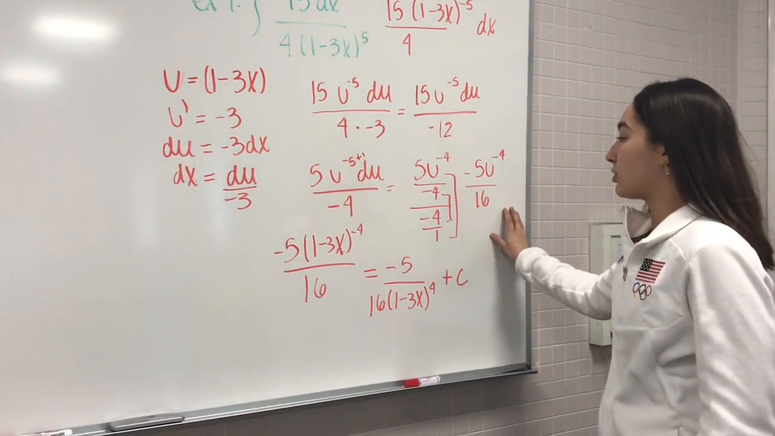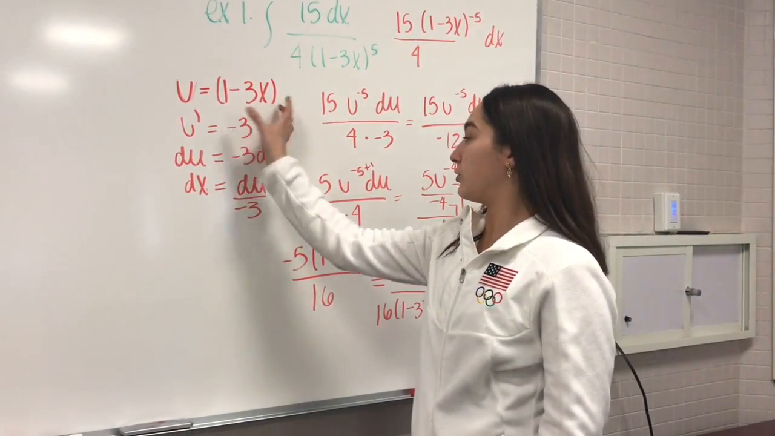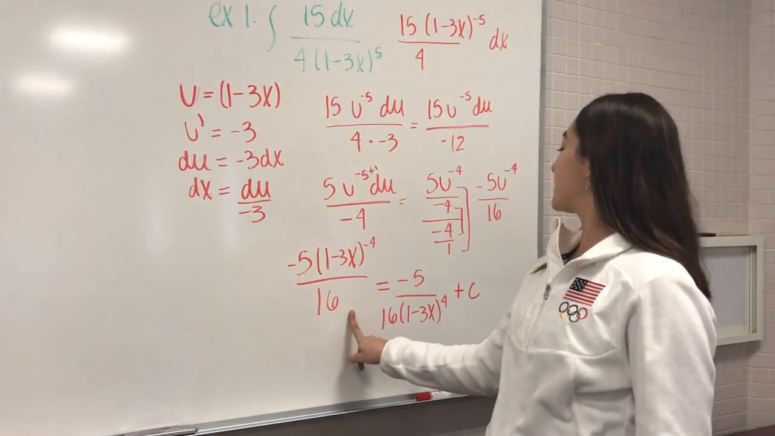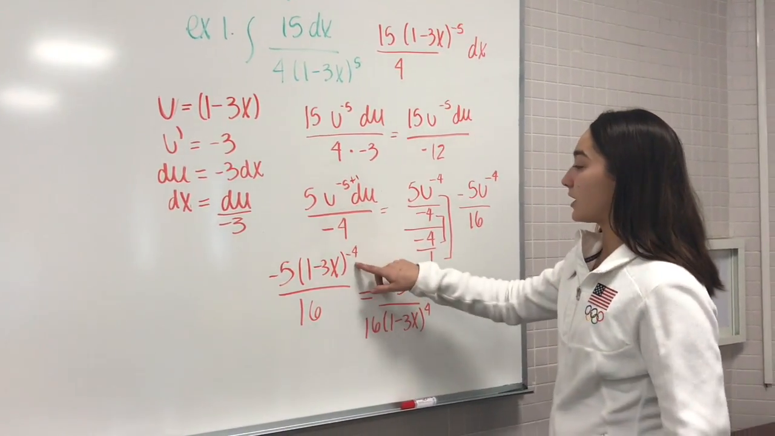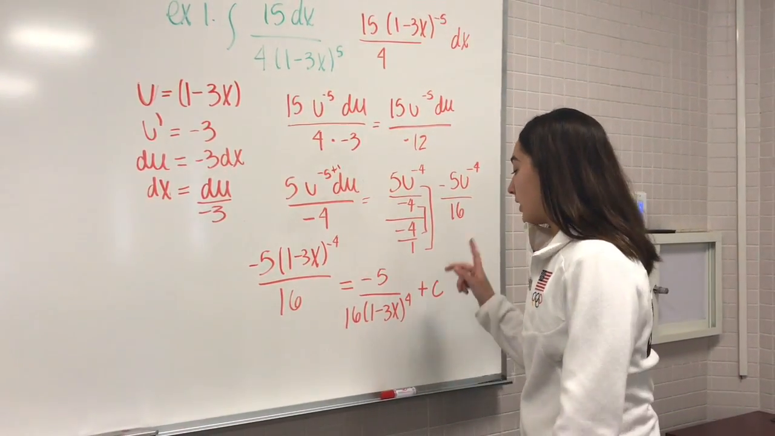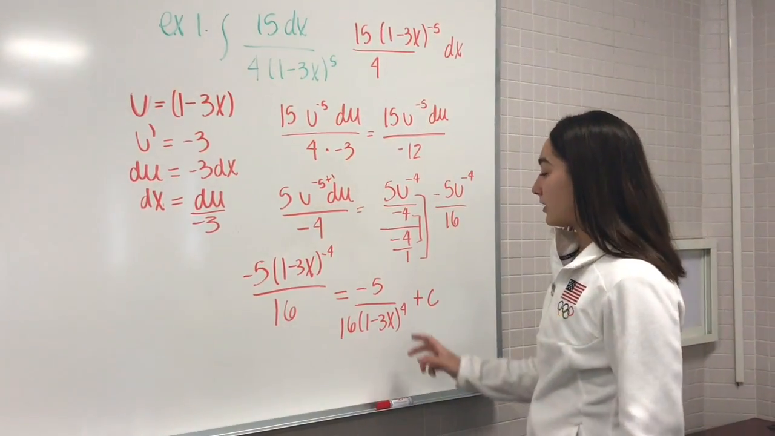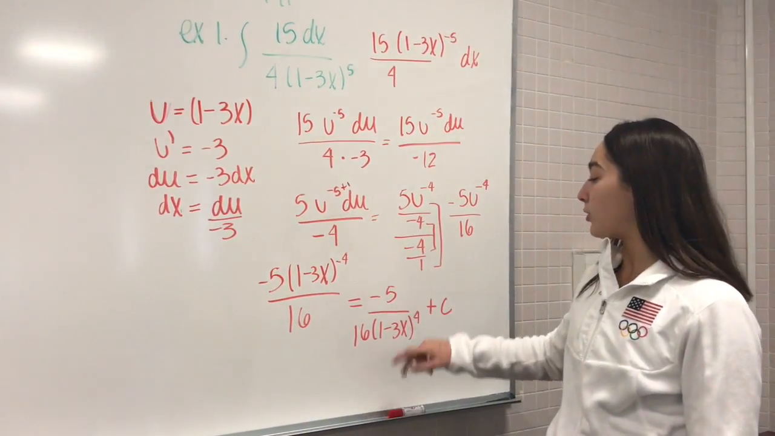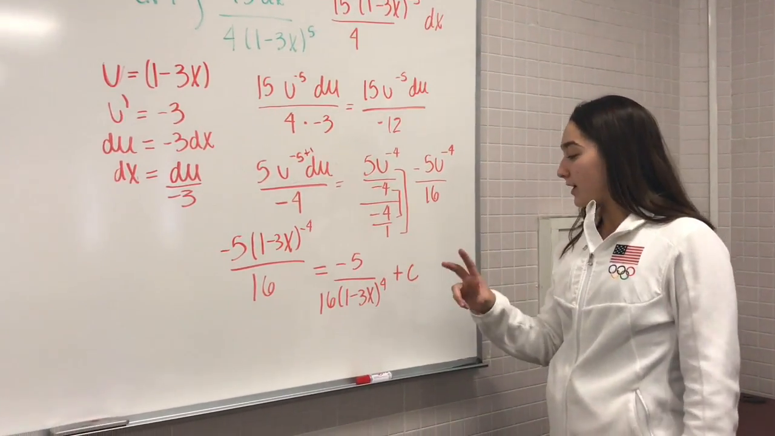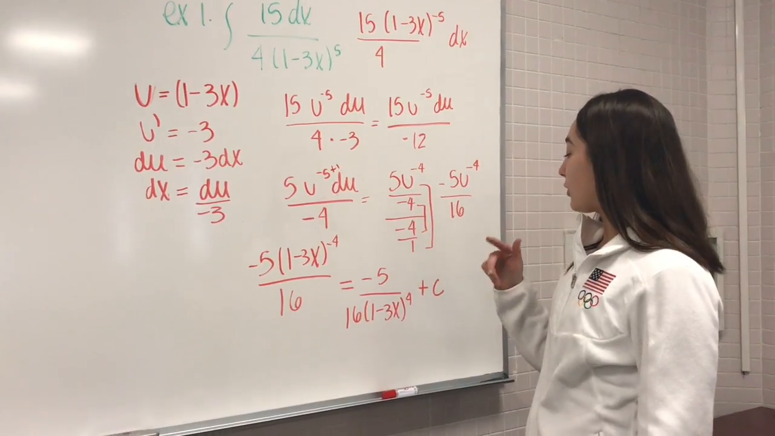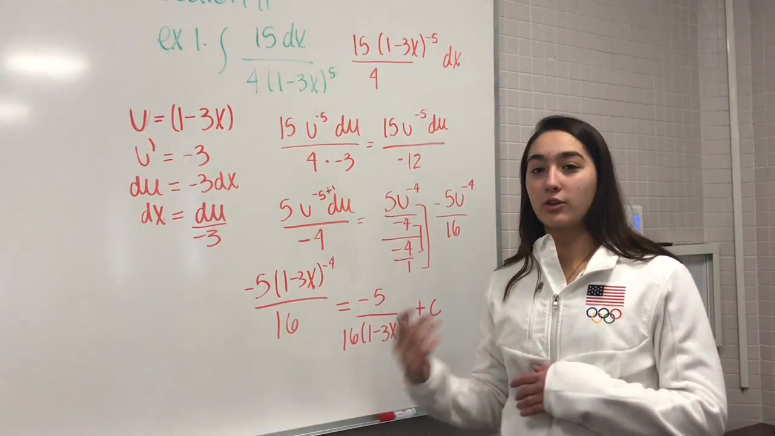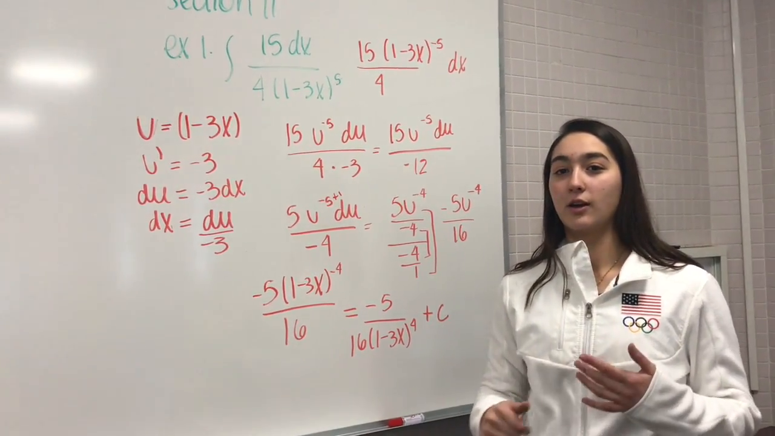Now that you have this, you rewrite where the u is, the original u. So it's -5, the parentheses, and all of this. And then for the final answer, because the exponent is negative 4, it cannot be negative on top, so you pass it to the bottom as positive. And then you get this answer: negative 5 over 16 parentheses 1 minus 3x, close parentheses, exponent 4, plus c, because plus c is a constant, since you never know if there's another number or not any number in the equation.